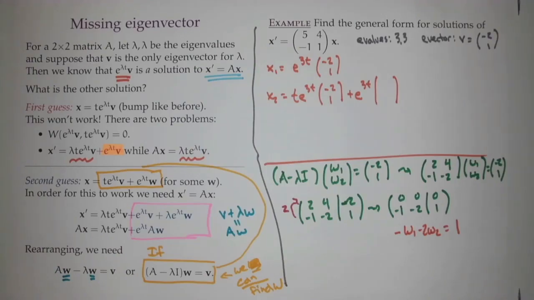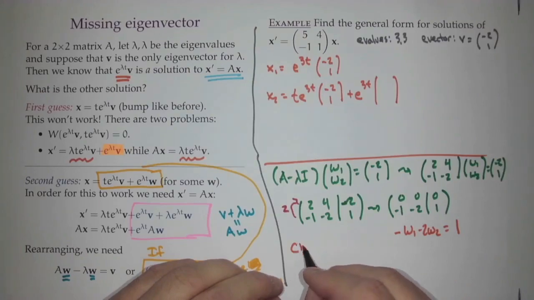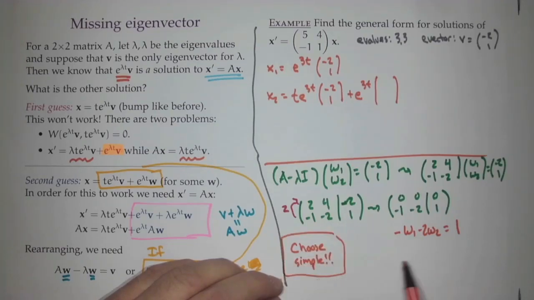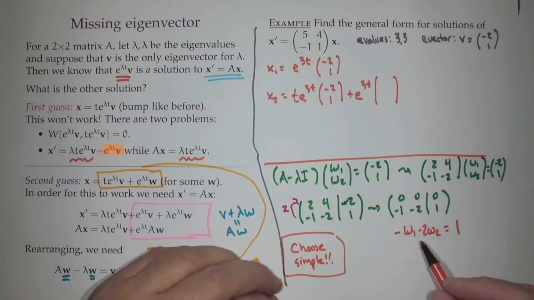Now you might be saying, wow, but there are so many things that satisfy this relationship. Which one do we pick? And the answer is choose simple. That's the mantra. So do you have choices for w1, w2 where this is true? Think simple. Easy as you can possibly go. Well, negative 1, 0 is good. Someone said negative 1, 0, and someone I think said negative 3 and 1.